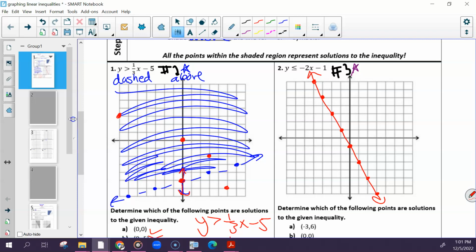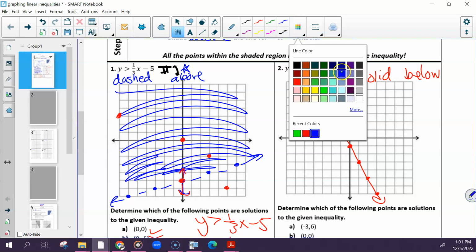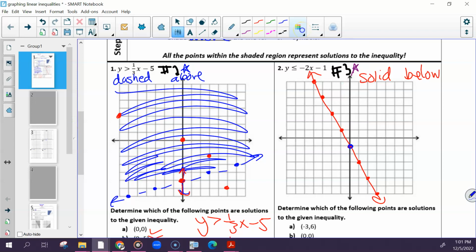Looking at your symbol again, would this be shaded below or above? Below, because it's less than. You don't have to write these, it's just to help you if need be. So again, if you're not sure which direction is which, look at your y-intercept, draw arrows up and down. Below would be down, so this area right here.